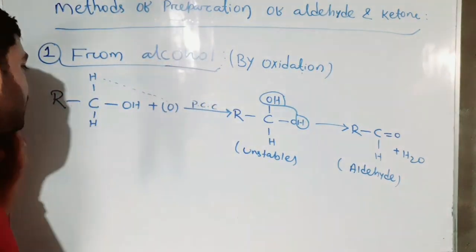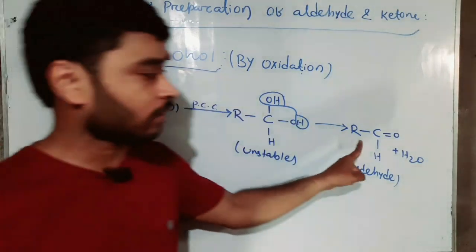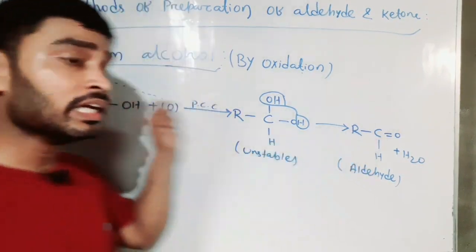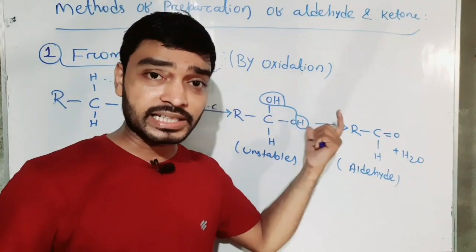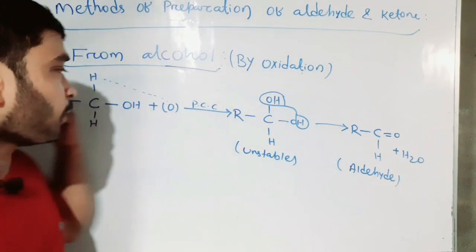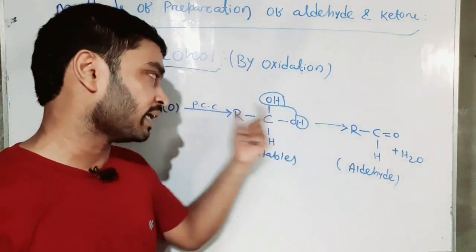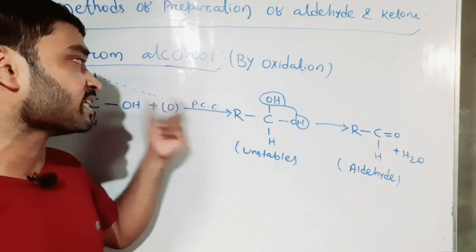If you put H, it will result in the formation of methanol or formaldehyde. If you put CH3, it will result in the formation of ethanol or acetaldehyde. In this way, we can convert any alcohol to aldehyde directly by using the oxidizing agent, that is PCC.